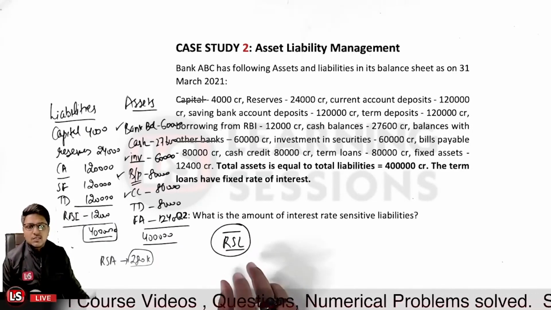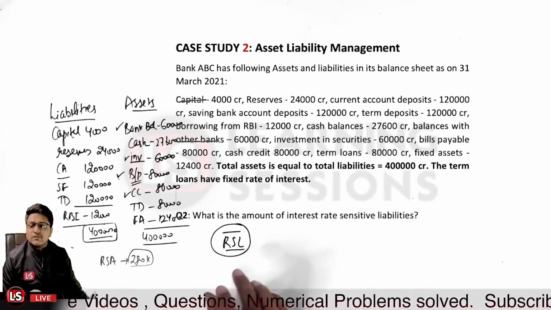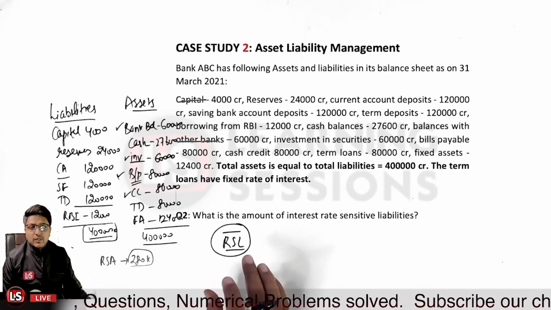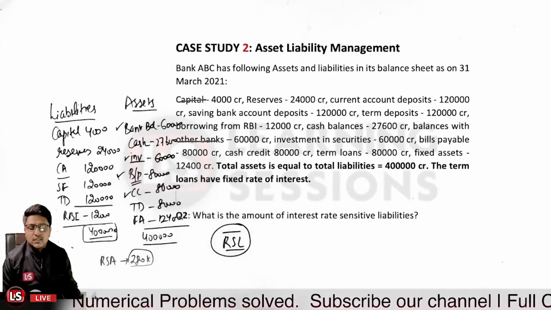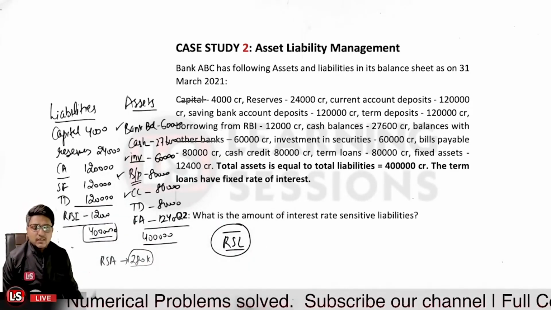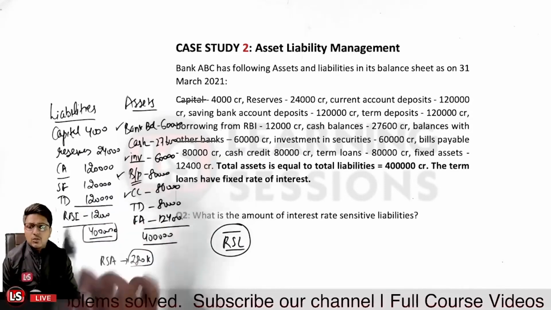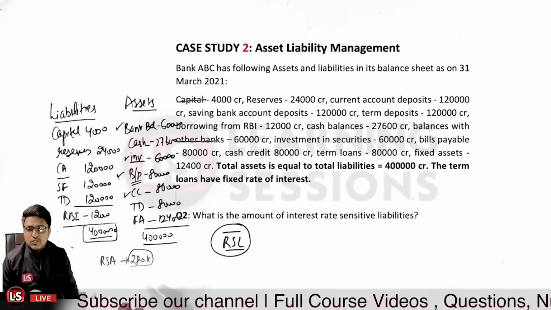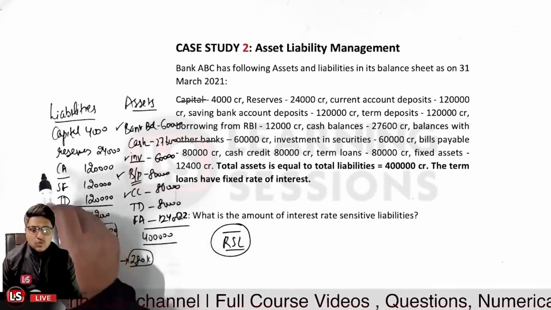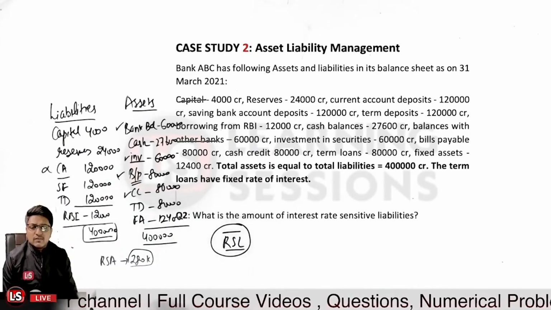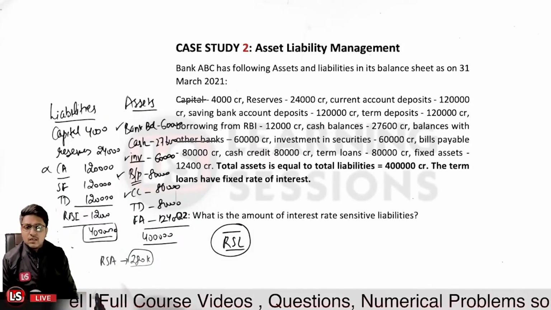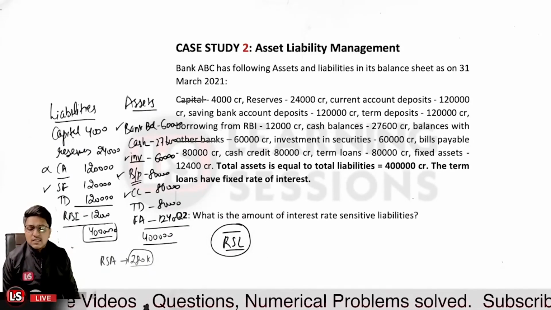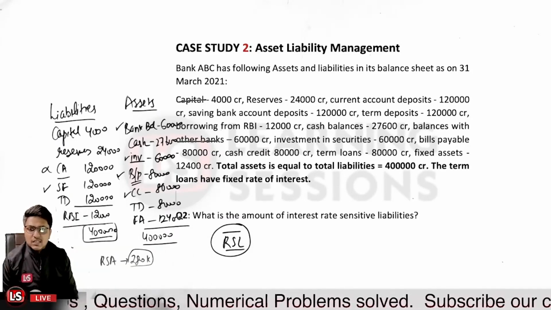Now, is capital a risk sensitive liability? Kindly do answer at the earliest. In case of current account deposits, no interest is paid, so it is also not risk sensitive. In the case of savings fund, interest is paid. It is a risk sensitive liability, not asset.